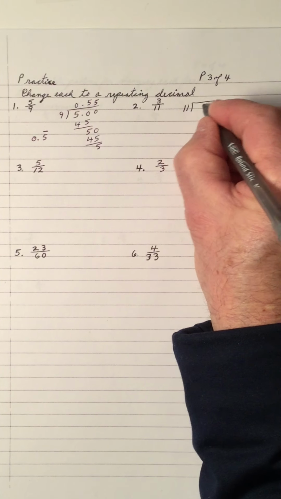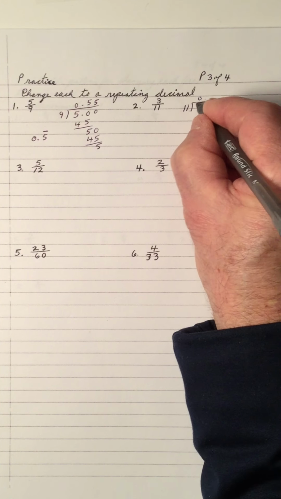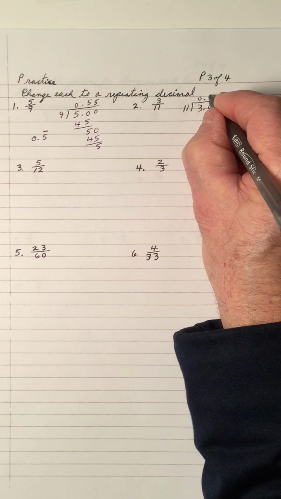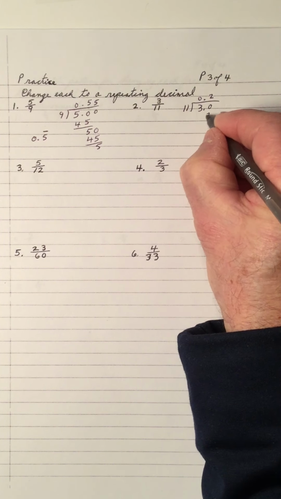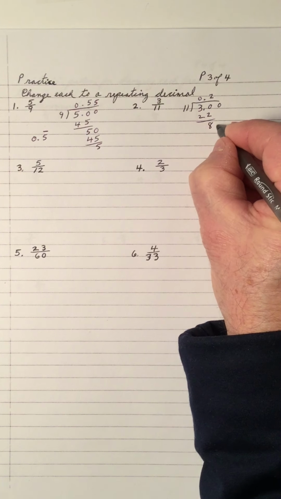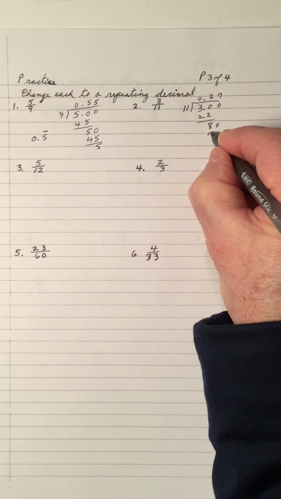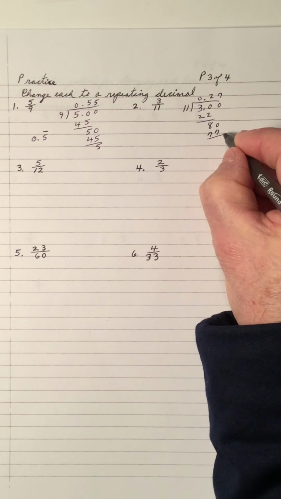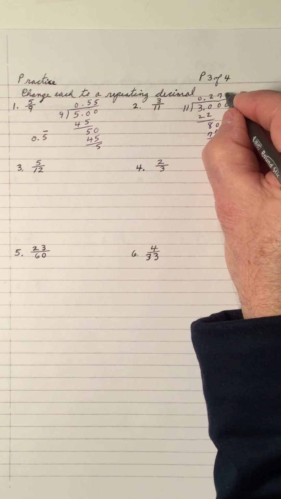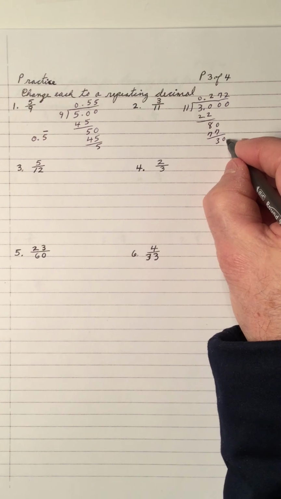11 divided into 3. Decimals, move them up. 11 into 3 can't go. Try a 0. 11 into 30 goes 2. 22. Subtract 30 minus 22 is an 8. Try 0. 11 into 80 is 7. 7 11s is 77. Subtract and we get a 3. Bring down a 0. Notice we have a 3 here and we have a 3 here. So it starts to repeat.